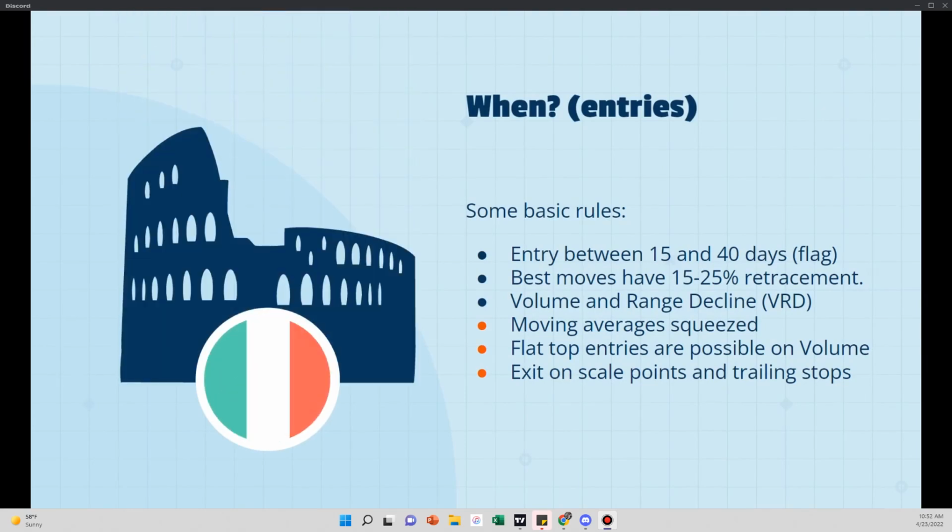So I've covered some of this already, but on entries, some very basic rules here. I've seen a lot of people show high tight flags, and they often get them wrong, and I wonder why they get stopped out, and then 3 days later it takes off without them. Your entry really should be between 15 and 40 days after the high point.